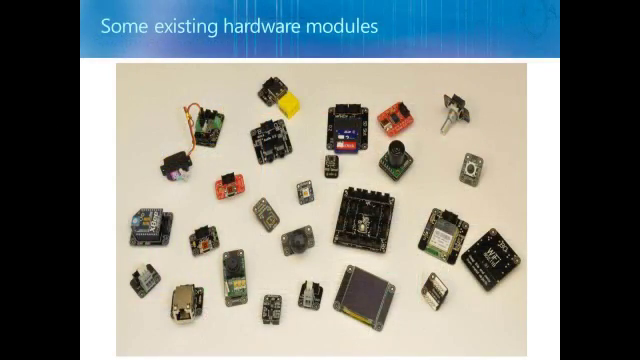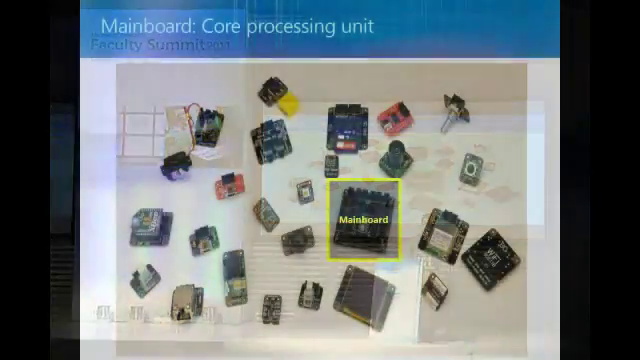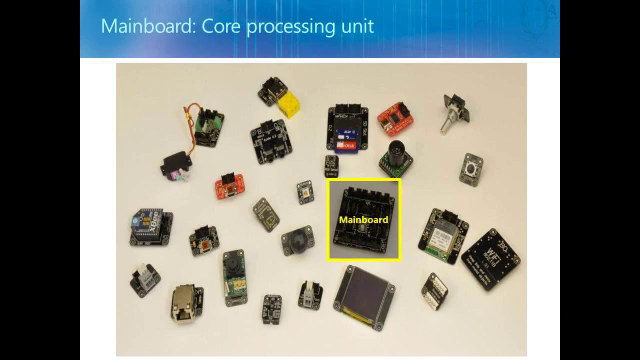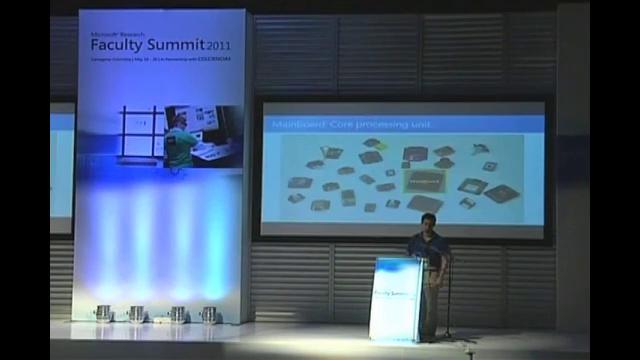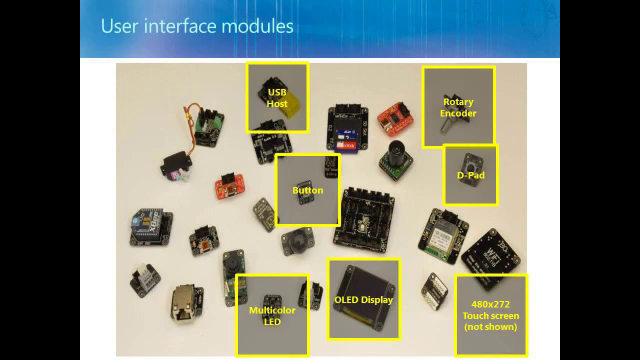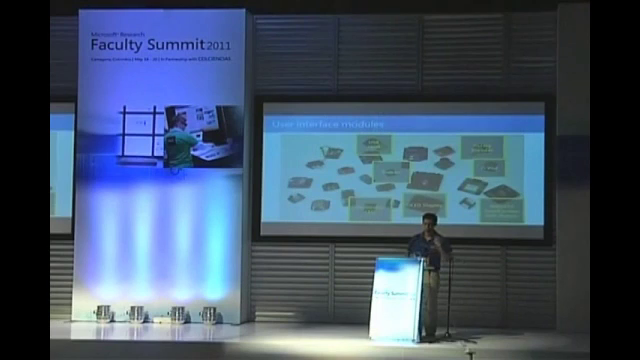So these are some of the existing hardware modules that we've built so far. The first one that you saw in the center was this mainboard, which contains the core processor, some memory, and all these sockets that everything else plugs into. We have some user interface modules: buttons, slider, rotary encoders, the displays. This is a little display that I showed you, and there's a much bigger display with a touch screen, which is not shown here. And you can swap all these things, little multicolor LEDs.